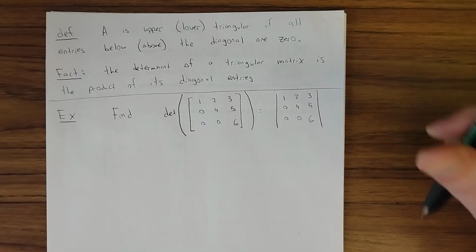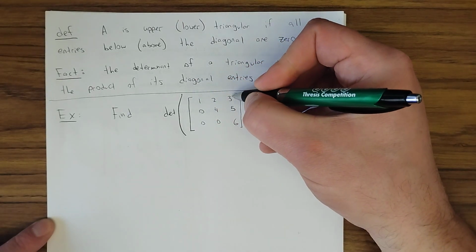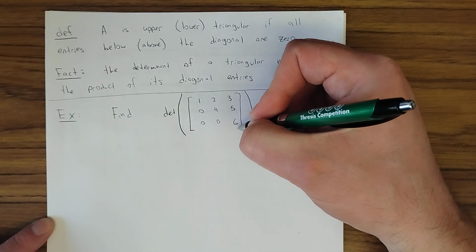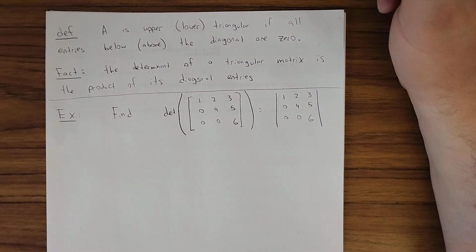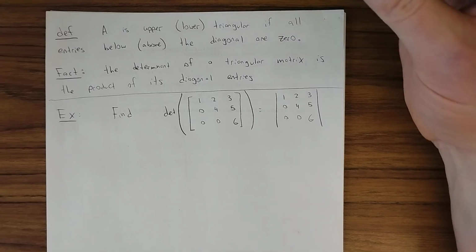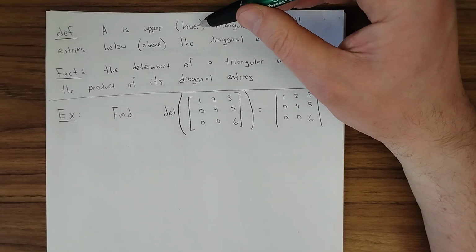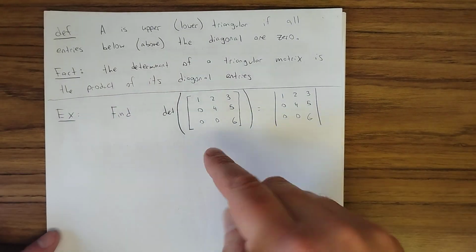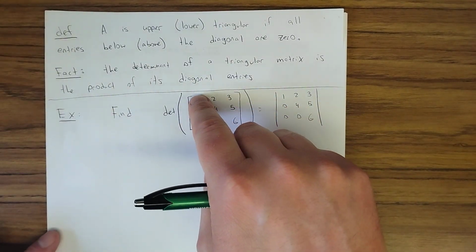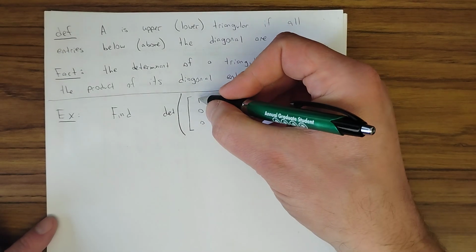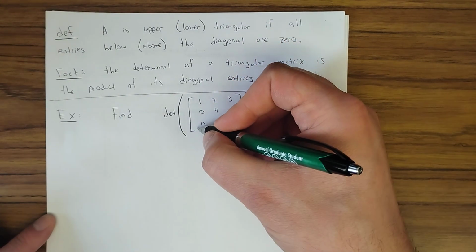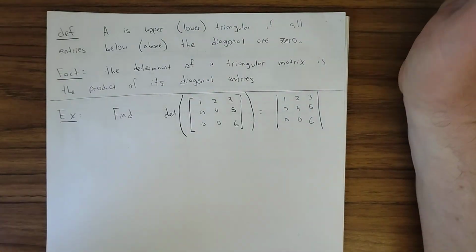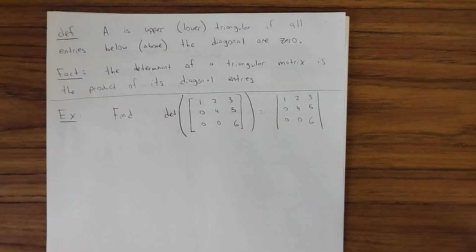We call it upper triangular because the upper triangle is considered like this top triangle, and that's where all of the non-zero entries are. By the way, we would say this is lower triangular if it was kind of the other way around. If all the non-zero entries were on the lower triangle, and then up here we would have zeros, we would call this matrix lower triangular.